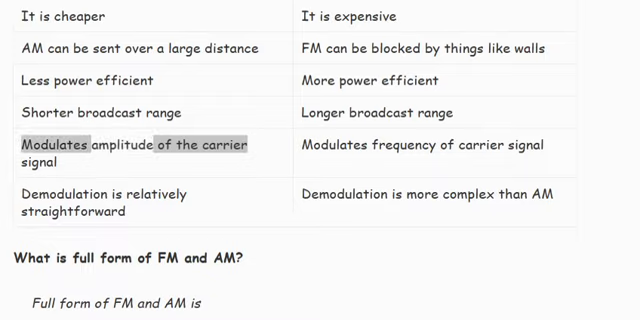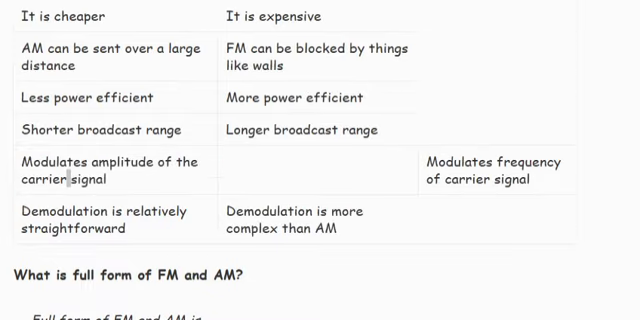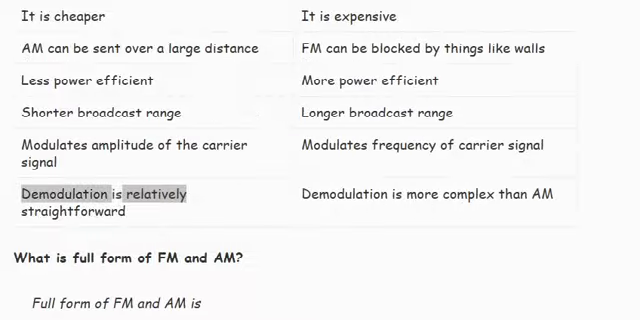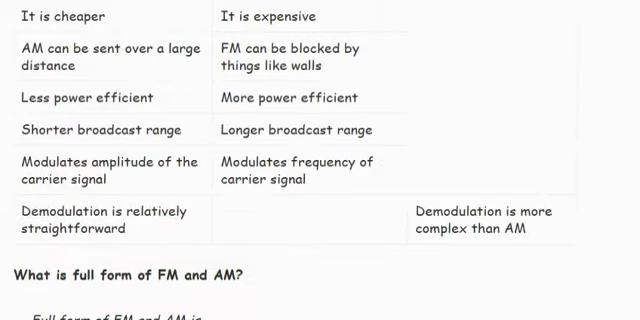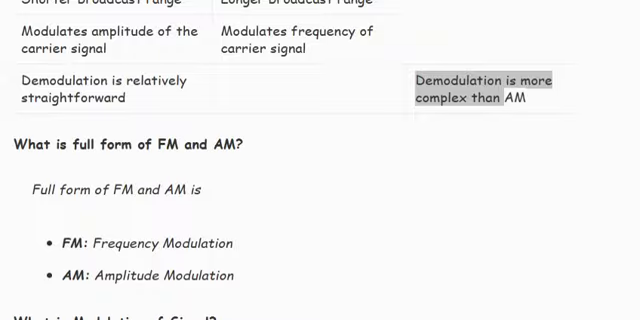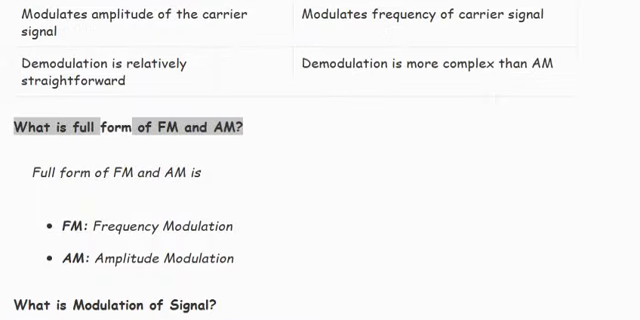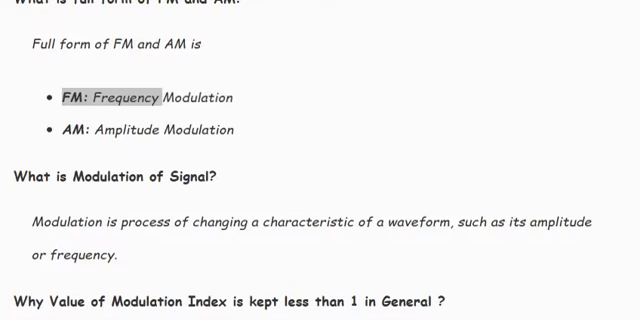AM modulates the amplitude of the carrier signal. FM modulates the frequency of the carrier signal. AM demodulation is relatively straightforward. FM demodulation is more complex than AM. What is the full form of FM and AM? FM: frequency modulation. AM: amplitude modulation.